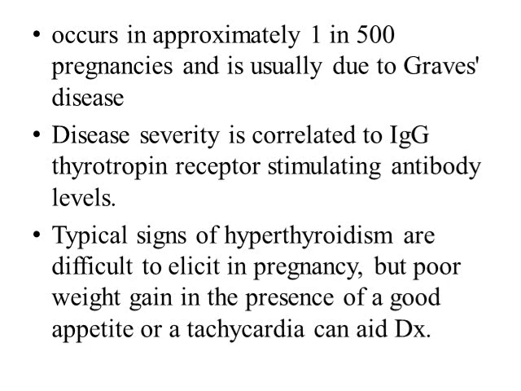Hyperthyroidism occurs in approximately 1 in 500 pregnancies, and it's usually due to Graves' disease. The disease severity is correlated to the thyrotropin receptor stimulating antibody level. These immunoglobulins attach to the TSH receptors, and therefore they stimulate the thyroid gland to release an excessive amount of thyroid hormones, and the patient will present with thyrotoxicosis.